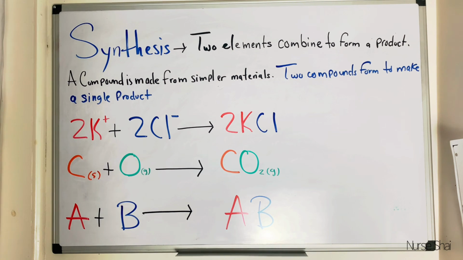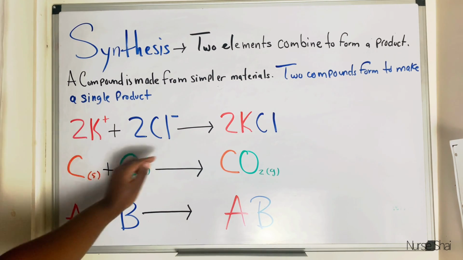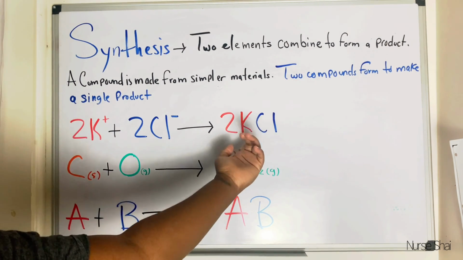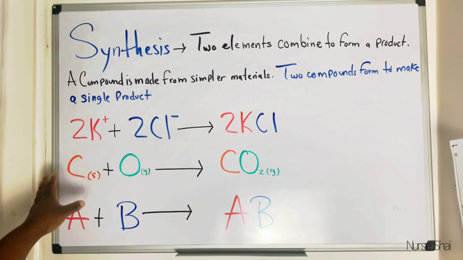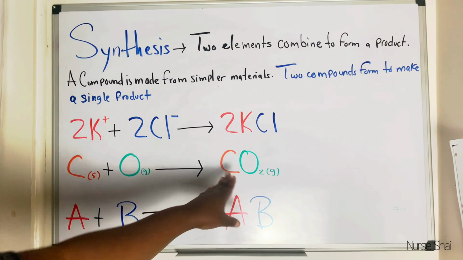The compound is made from simpler materials. Two compounds form to make a single product. As you can see illustrated here, we have potassium plus chloride, and that gives us this particular product. It's just basically taking simpler terms and combining them together.